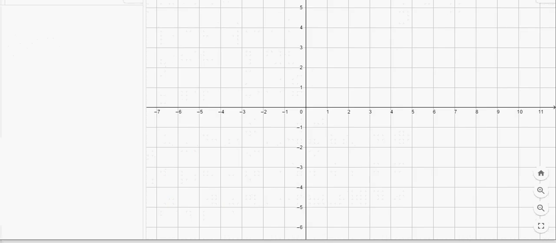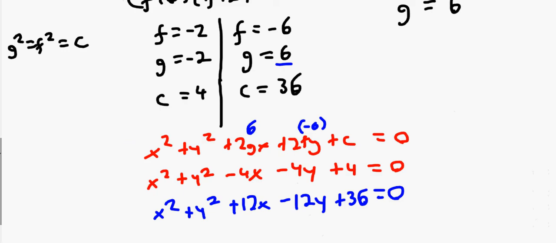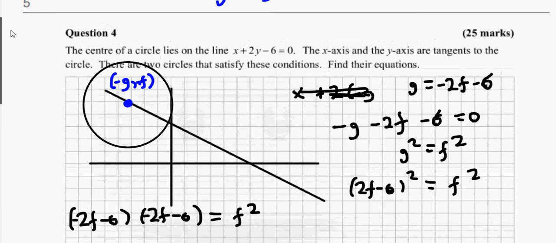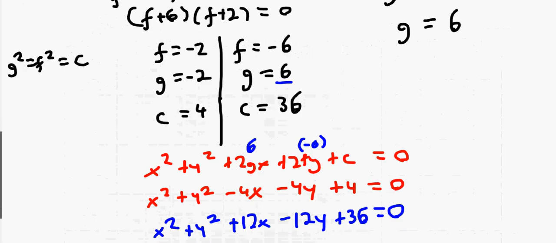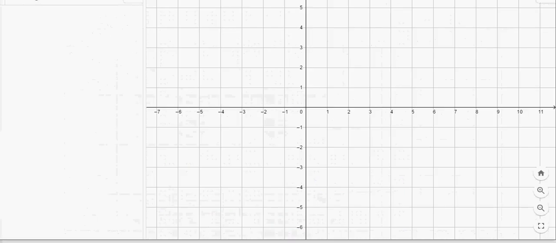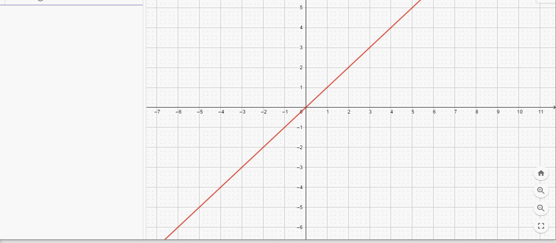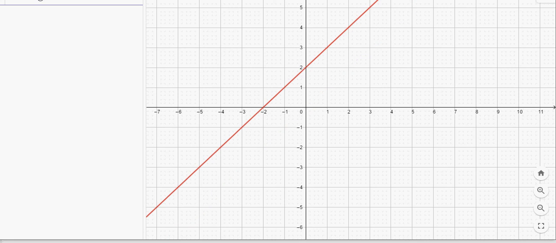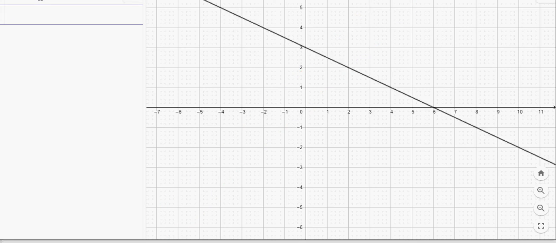Now, I'm quite fortunate that I can check my answer. So here's what we're going to do. We're going to check our answer here. So I'm going to put in this equation x plus 2y minus 6. We drew it earlier, equals 0. You should see the line that we drew earlier is right there.